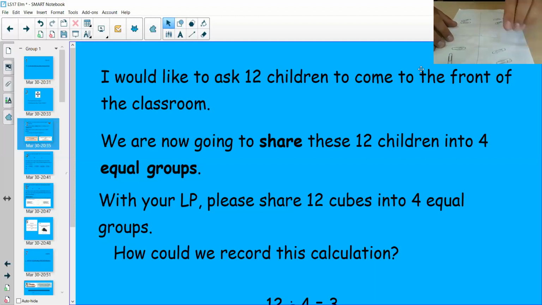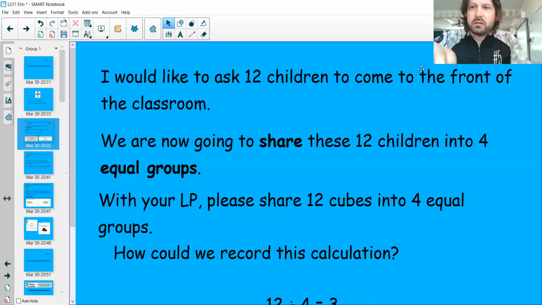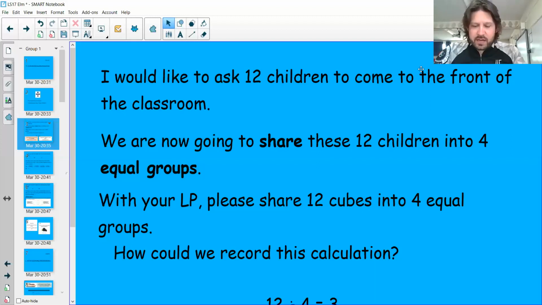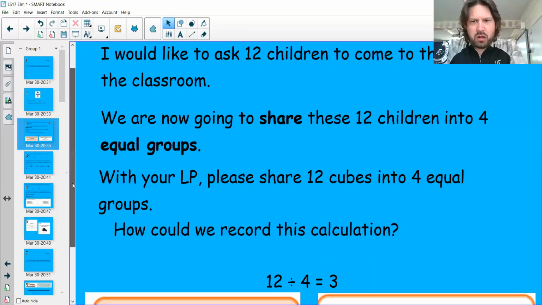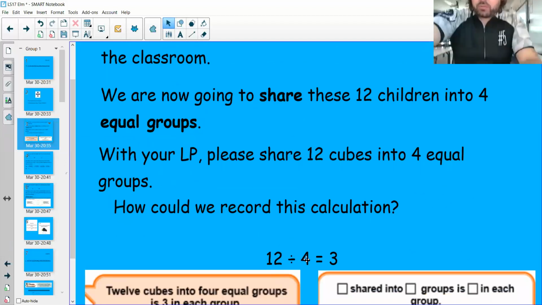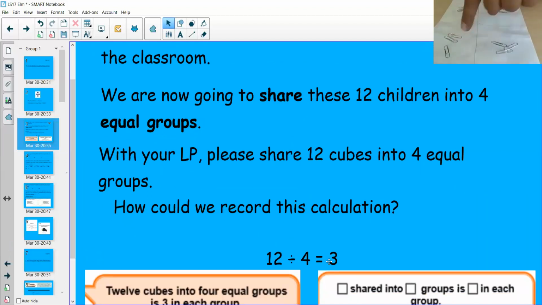1, 2, 3, 4, 3. So I've now divided my manipulatives into 4 different groups. I've taken 12 and I've put them into 4 groups. Okay, so we'd record this calculation like this. 12 divided by 4 equals 3. You can see I've got 3 in each group.